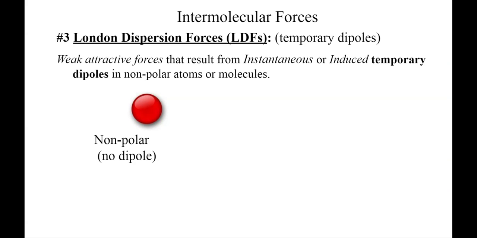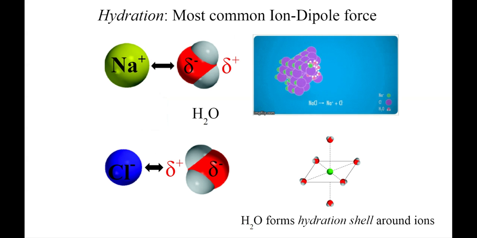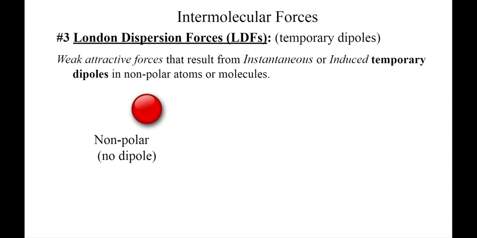The third type we have is the London dispersion force. Now, instead of having a permanent dipole like water, or something that's polar, it's said to have a temporary dipole. And when we say temporary, it means fleeting, that it is not always polar. So here's just some generic particle that is nonpolar. There is no measurable dipole moment.